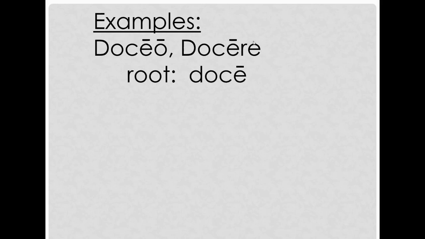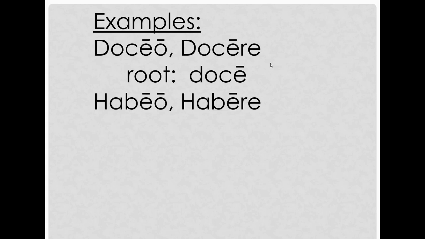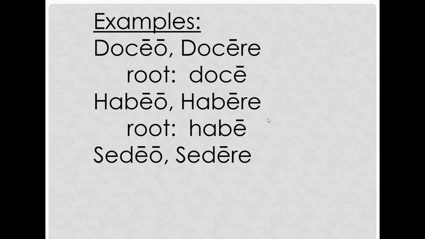So how do we find the root? Cut off the RE, and that leaves you with doke. This word means to teach, like a documentary teaches you about something historical. The second example is habeo habera. So this is the first principal part, and then your infinitive is the second principal part. How do I know it's second conjugation? Because of the ERE with a long mark. So how do I find my root? I cut off the RE.